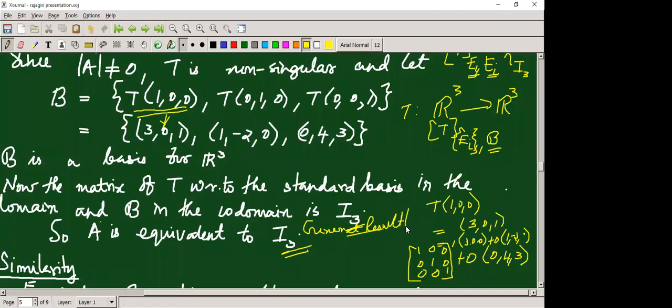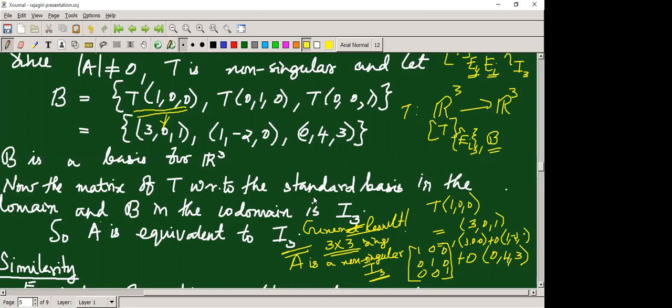So what will be that general result? If you take any non-singular matrix, for simplicity, any non-singular 3 by 3 matrix A. What is the result we have discussed? Any non-singular matrix is equivalent to the identity matrix of order 3. So what is the method?